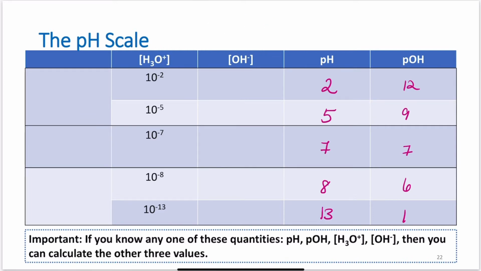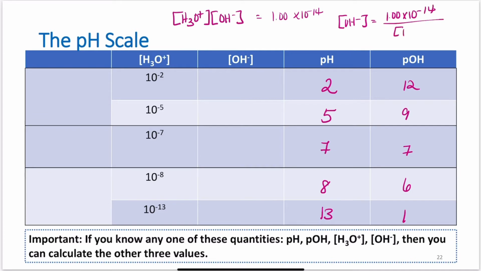Now, how do I find my hydroxide concentration? Two different ways you can do this. You can remember that H3O plus concentration times OH minus concentration equals 1.00 times 10 to the negative 14. You can then solve it. If I want OH minus concentration, 1.00 times 10 to the negative 14 divided by my H3O plus concentration will give me my hydroxide concentration. That is correct. You can also remember that your hydroxide concentration is equal to 10 raised to the negative pOH.